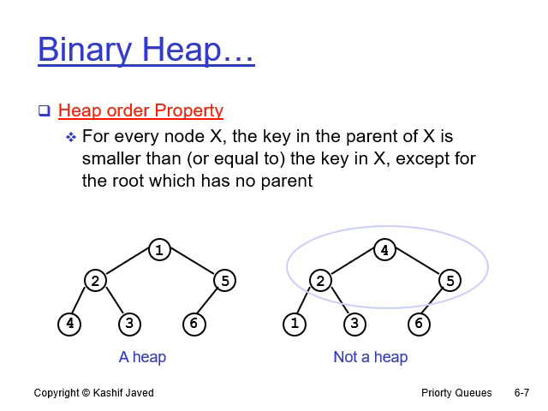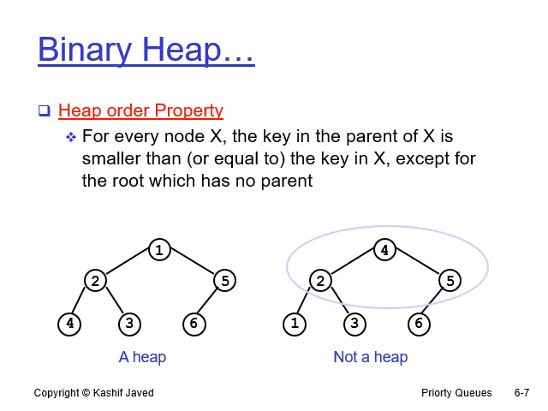Where's the problem? Look at when X is equal to 2: the parent of 2 is 4. Is it smaller than 2? No. So that means this is violating the heap order property. If a complete binary tree violates the heap order property, it is not a binary heap. It's a complete binary tree, but it's not a heap.